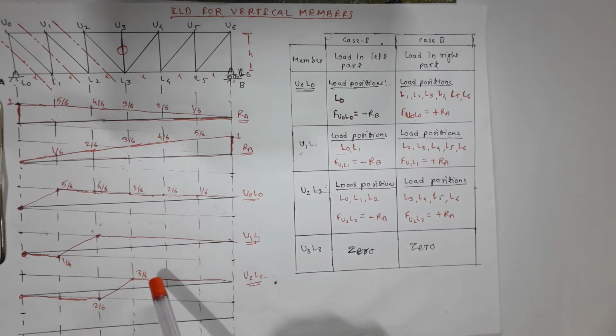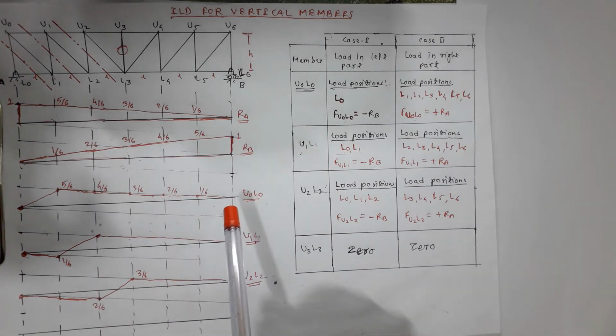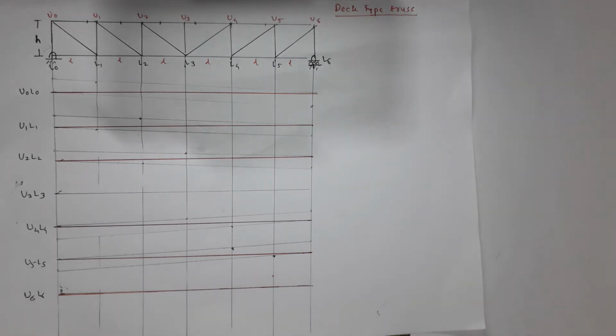Now I am going to consider the right side vertical members also, but let me draw the figure first and then I will come back. Now let us consider a deck type of truss.